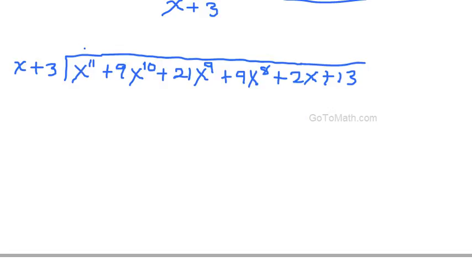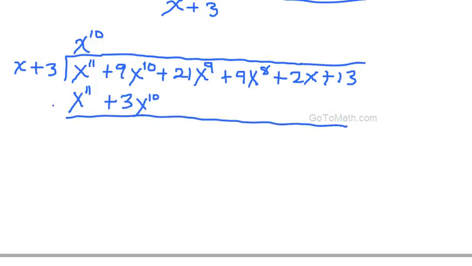X goes into x to the 11th. We're going to have x to the 10th. And then multiply that, it's going to give us x to the 11th, and then 3x to the 10th power. So that's 0.